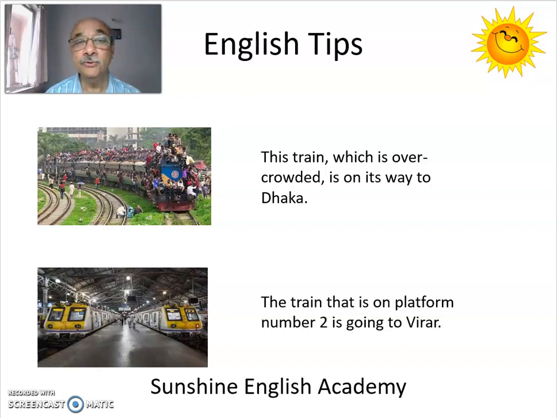So to define the particular train which is going to Virar, we use the word that, and we say the train that is on platform number 2 is going to Virar. So it's a specific train. It's not just any train or any one of the two. It is a specific one, the one which is on platform number 2.